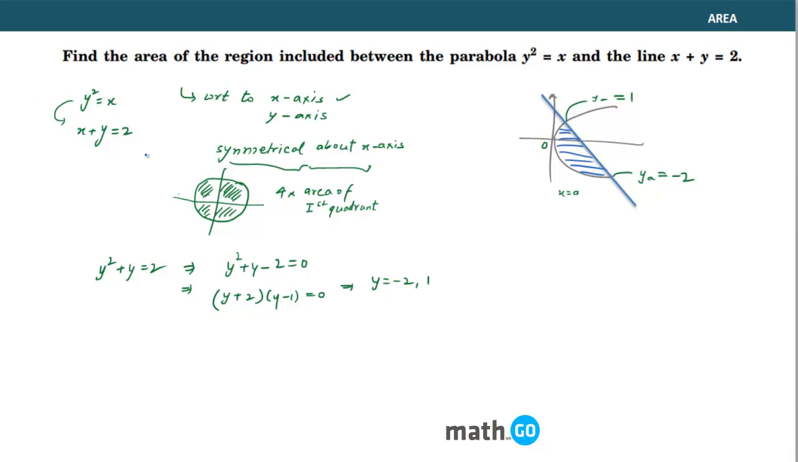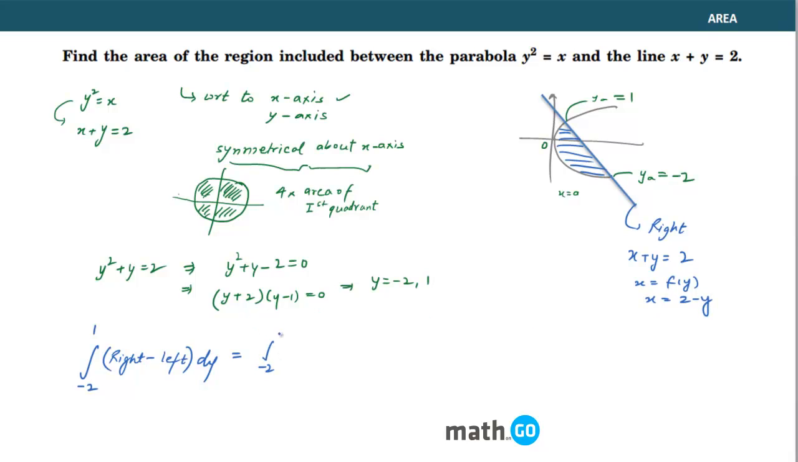So if horizontal rectangles are possible, what you will be required is to solve from minus 2 to 1, right minus left, right? This is what you require. And now you will integrate with respect to dy, not with respect to x. So this is the right curve, it is running towards the right. So right is what? x plus y is equal to 2. And now you want to write this as x equal to f(y), so it becomes x is equal to 2 minus y. So the first function that we are going to use is 2 minus y here.